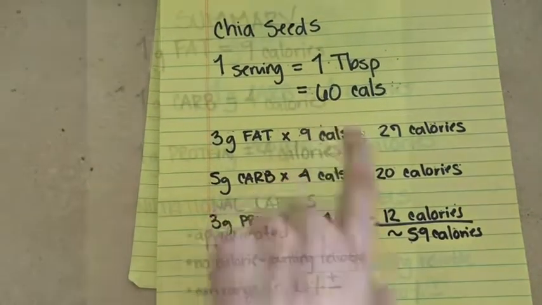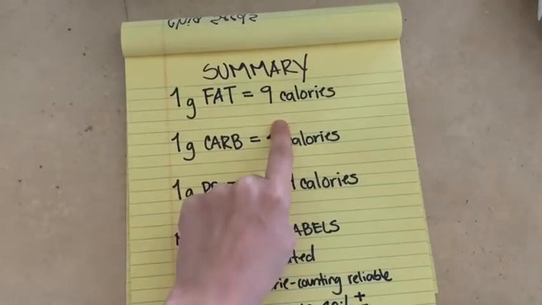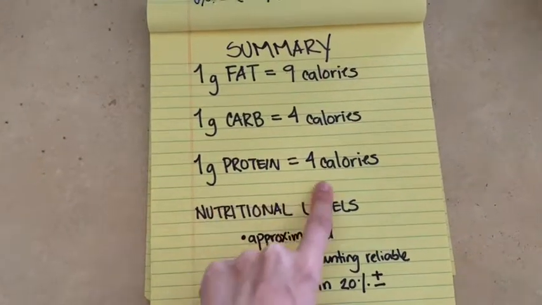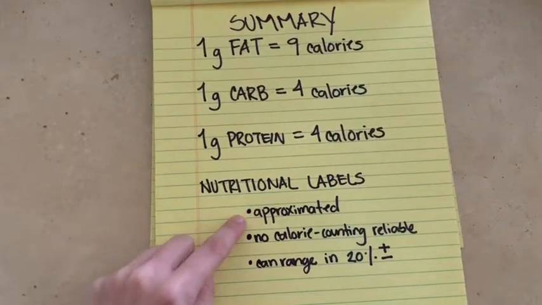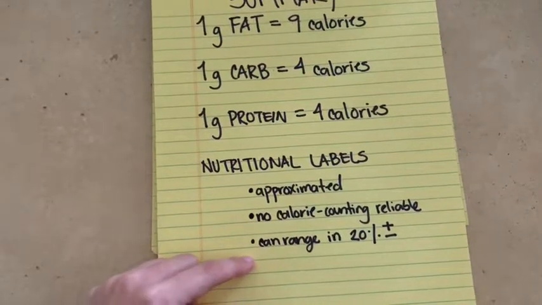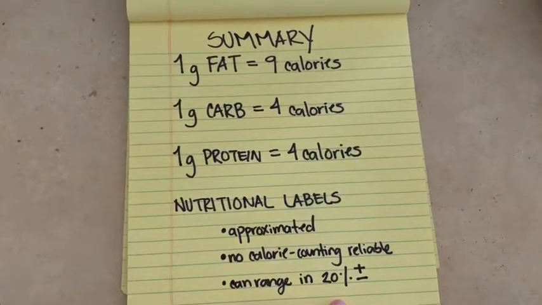So to summarize how to read labels: 1 gram of fat is equal to 9 calories, 1 gram of carbs is equal to 4 calories, and 1 gram of protein equals 4 calories. Nutritional labels are approximated. They are not reliable for counting calories because they can range 20% plus or minus. So this is how you read the nutritional labels on all your products. Next time you go grocery shopping, be sure to read those labels just to know how to identify what that boxed product is. Is it a carb? Is it a protein? Or is it a fat?